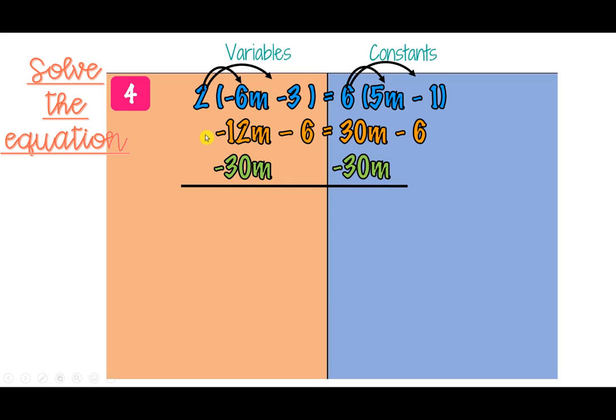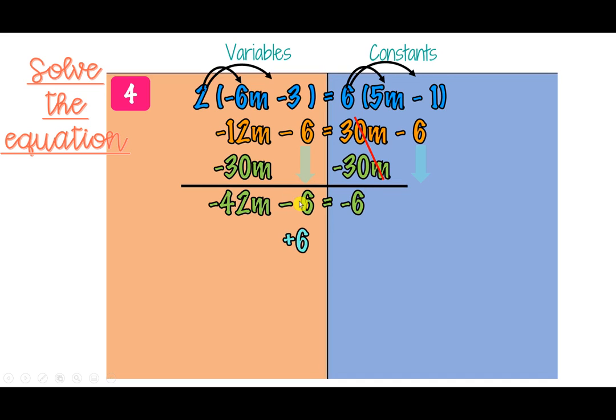So negative 12m plus a negative 30m minus 6 is equal to 30m minus 30m minus 6. Negative 42m minus 6 is equal to negative 6. So 30m minus 30m cancels out. Negative 12 plus negative 30 is negative 42, and I did nothing with my 6's, so I can just bring them down. Now I need to move my constant to the other side of the equation.